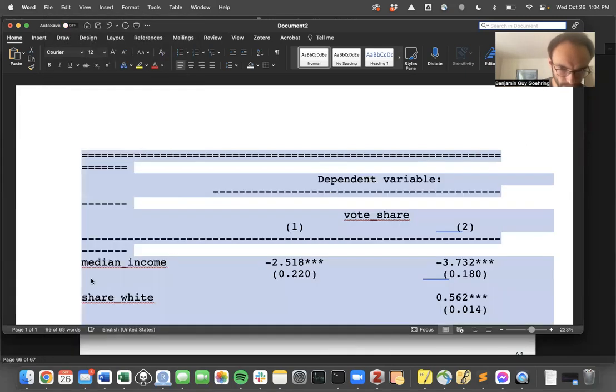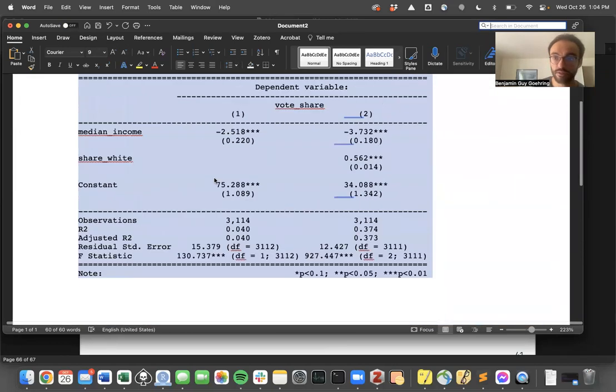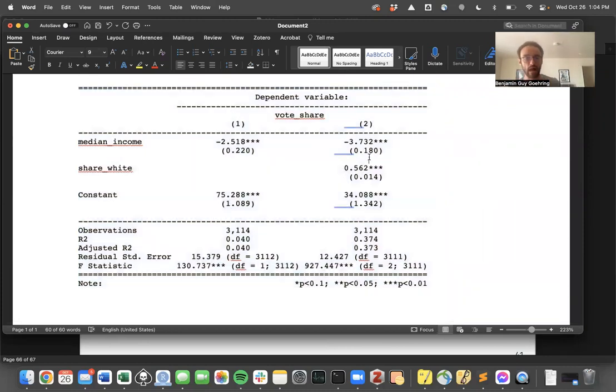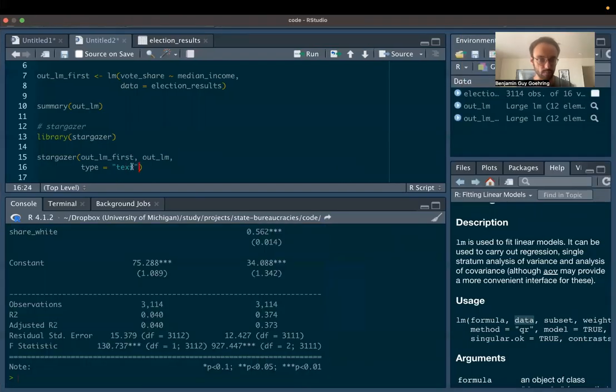C-O-E, Courier. And then decrease the size. There you go. So there's a regression table. So you can just copy and paste it. That's fine. I like to, so I use this word processing software called LaTeX, which I might talk about in a later video. And that's actually the default.